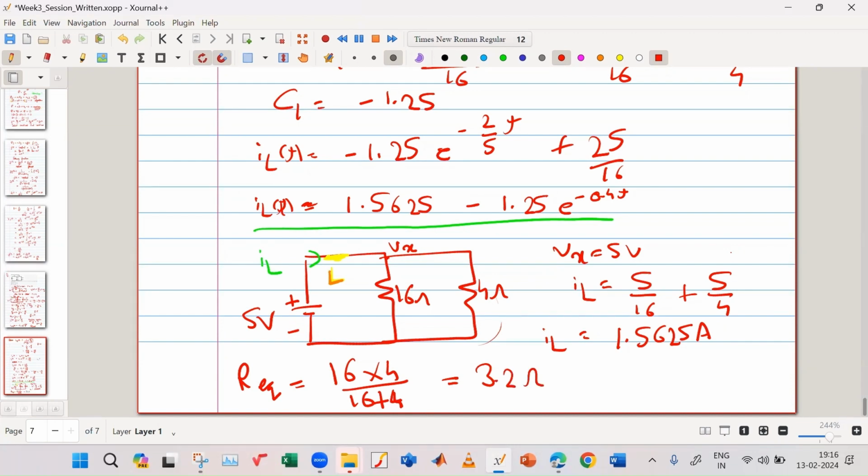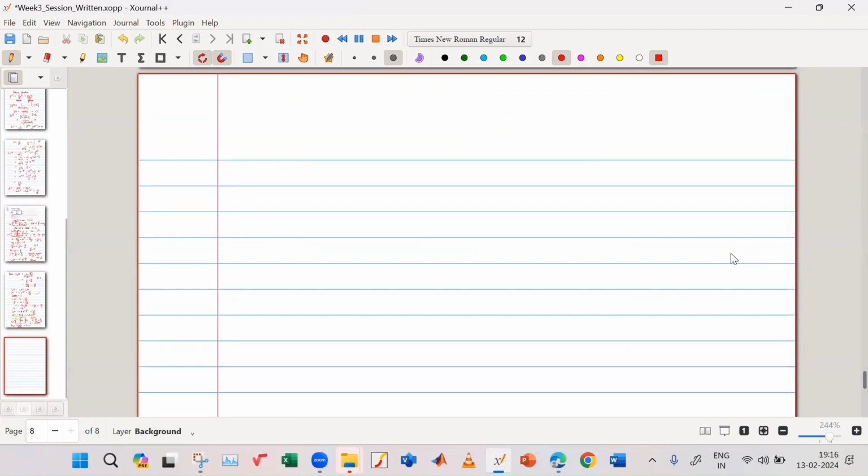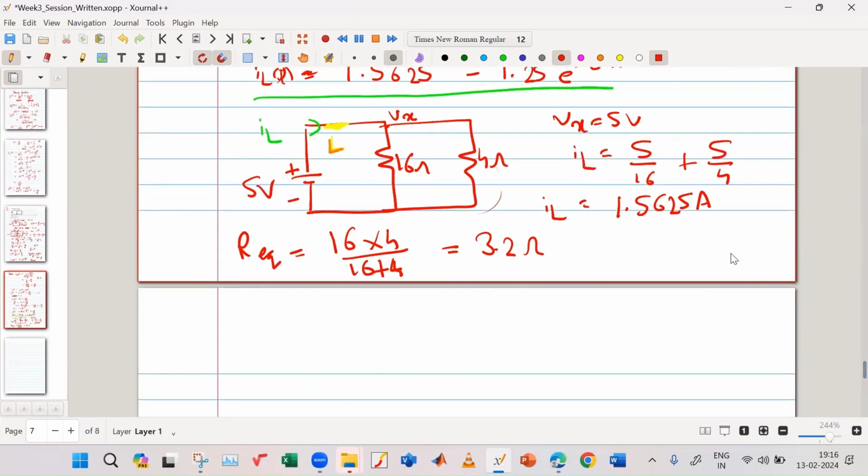Any queries? Anyone else has queries in R equivalent? No, sir. Okay, all right. So we'll go to next page. So I've got 3.2 ohm as my R equivalent.